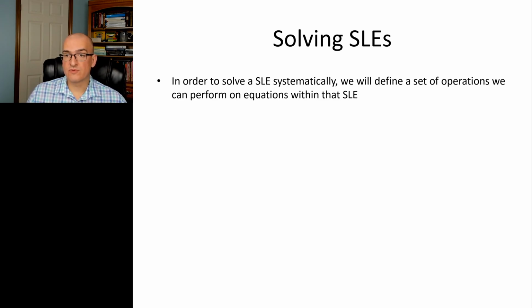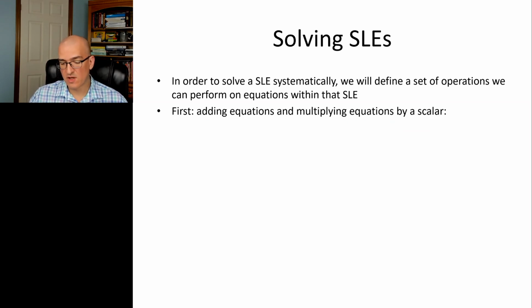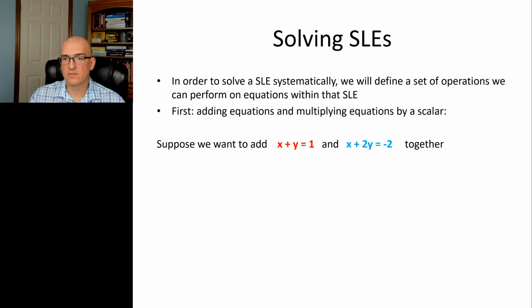So, to solve a system of linear equations or determine that there is no solution, we will follow this particular set of operations. We'll have different notations for these operations as we move along inside this section, but to start things off, the first operation is that we can add equations and we can multiply equations by a constant.